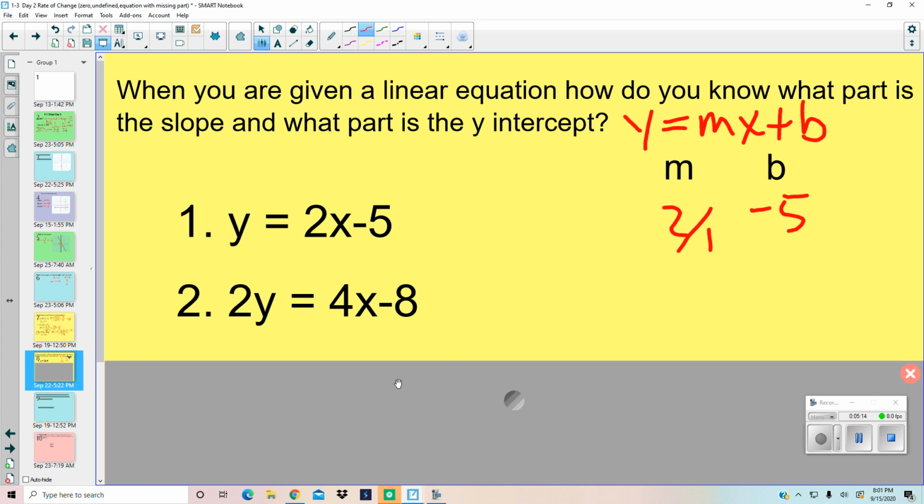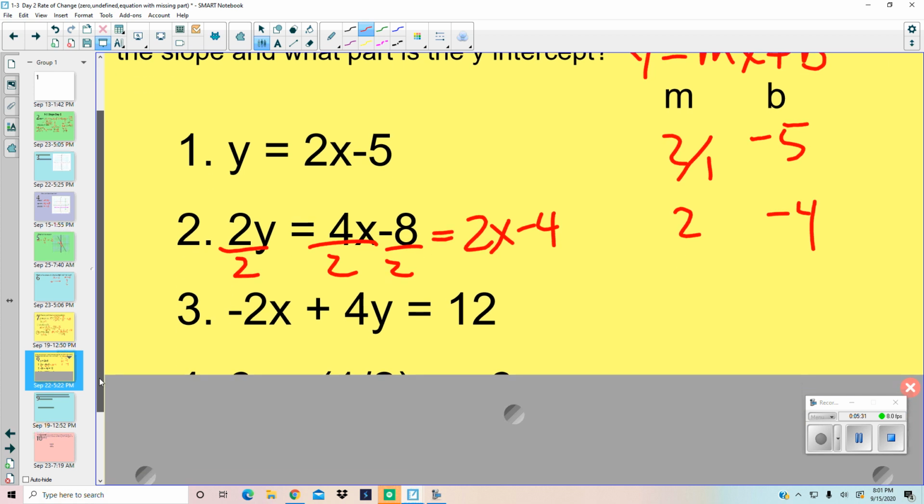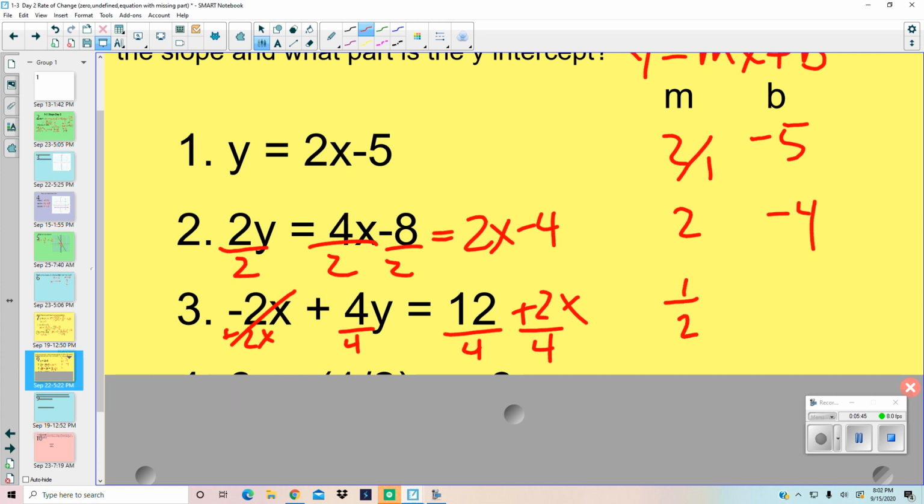Here, what do I do to get y by itself? I have to divide by 2. So that gives me 2x minus 4. So that means I have a slope of 2 and a y-intercept of -4. For this next one, now I have to add 2x and divide by 4. So now the number in front of x is 1/2, and the y-intercept is 3 when I simplify those.